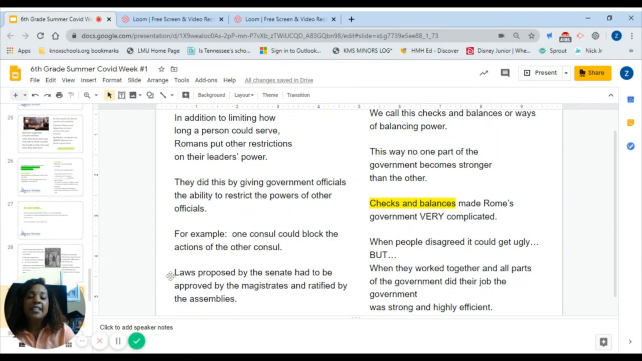Laws proposed by the Senate had to be approved by the magistrates and ratified by the assemblies. We call this checks and balances, or ways of balancing power. This way, again, no one part of the government becomes stronger than the other. Checks and balances made Rome's government very complicated. But when people disagreed, it could get ugly. But when they worked together and all parts of the government did their job, the government was strong and highly efficient.